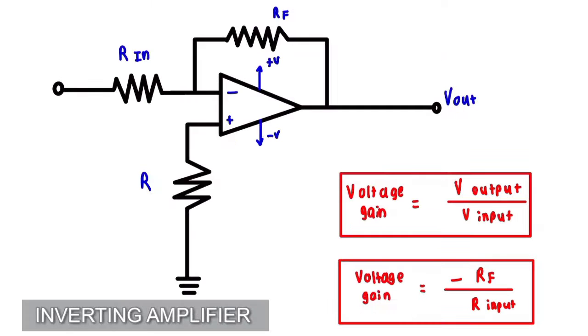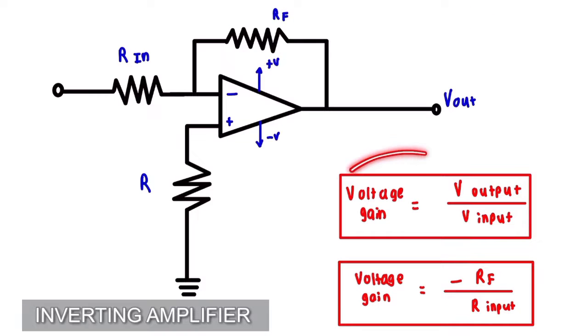Here is the circuit diagram for the inverting amplifier. The signal is applied to the inverted input, which is the negative sign, so the output will have an inverted signal. RF is known as the feedback resistor. This resistor takes some of the output signal and feeds it back to the input. As a result, it will reduce voltage gain.